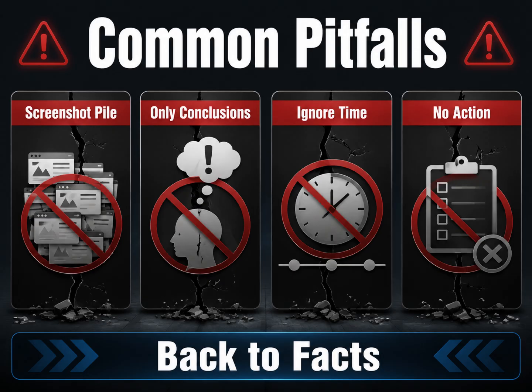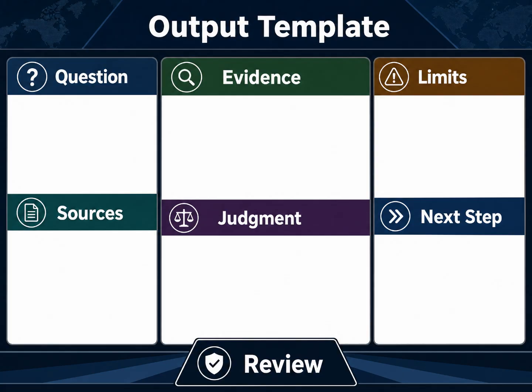If a piece of material cannot help you answer one of those three, it probably should not sit in the final conclusion. The output for this lesson should be something another person can review. Use a table with a question, sources, evidence, judgment, limits, and next steps. If the source is a court record, say what it proves and what it does not prove. If the evidence is thin, say so. If the judgment is only preliminary, write that down too. That kind of output is much more useful than a screenshot wall. It tells the reader what you saw, why it matters, and what should happen next.